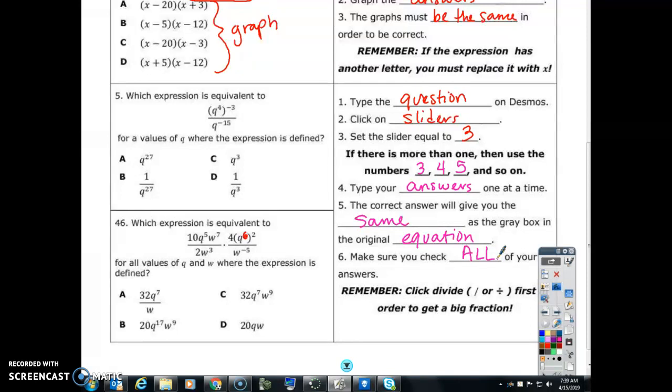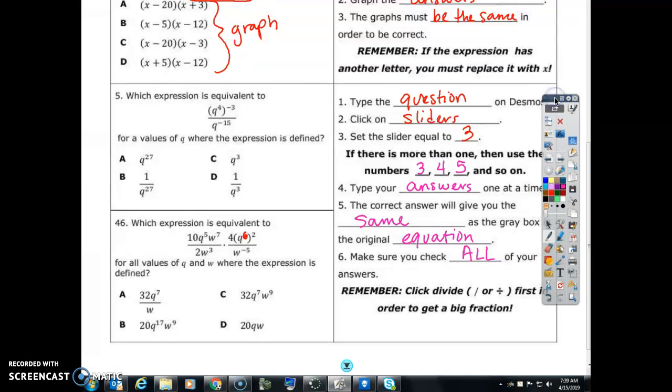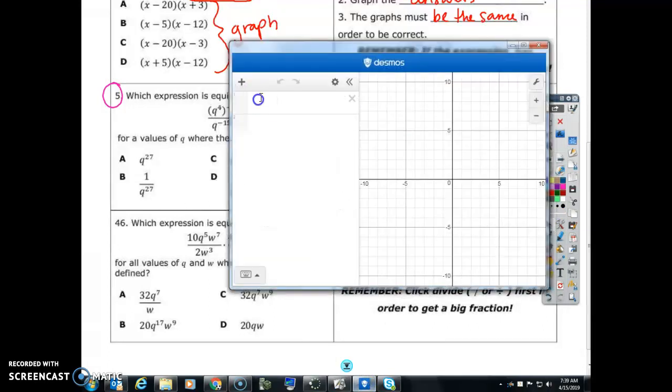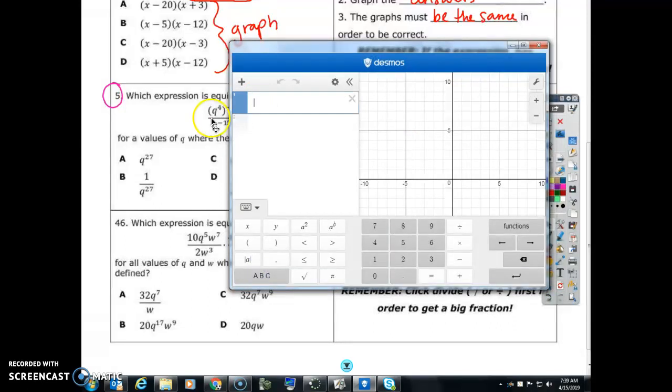Okay, so I'm just going to practice number 5 with you because the rest of them should be super easy. So let's type that in Desmos right now so that you can see what I'm talking about with these sliders. We're going to hit divide first because this whole thing is being divided. So hit the division button first so you have a top and a bottom.